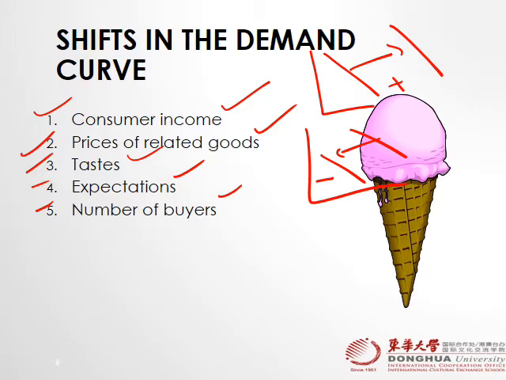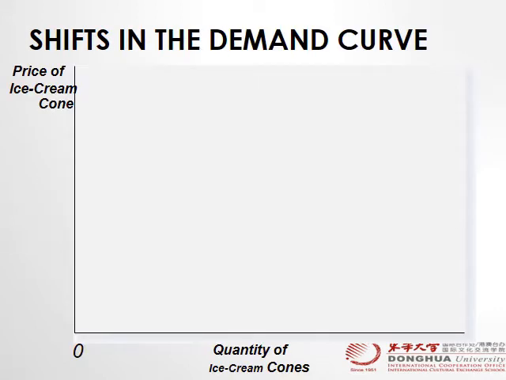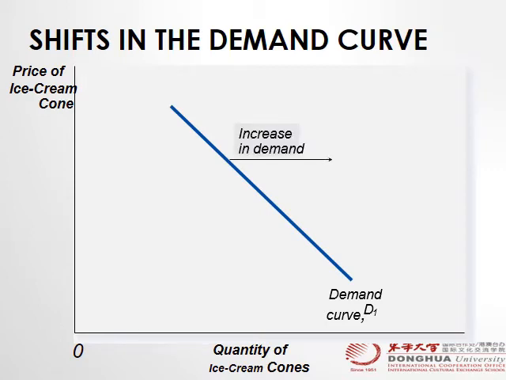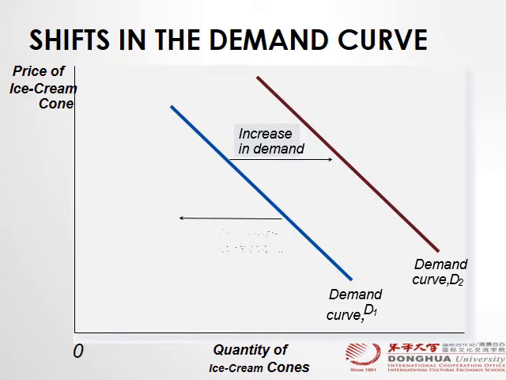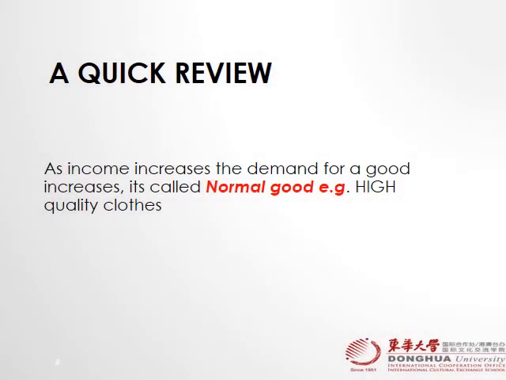In consumer income, what we learned is that there are 2 things: normal good and inferior good. But let's see what we mean by shift. If this is the original curve, then an increase in demand means a shift to the right, and a decrease in demand means a shift to the left. Very nice. And then we talk about consumer income, normal good.